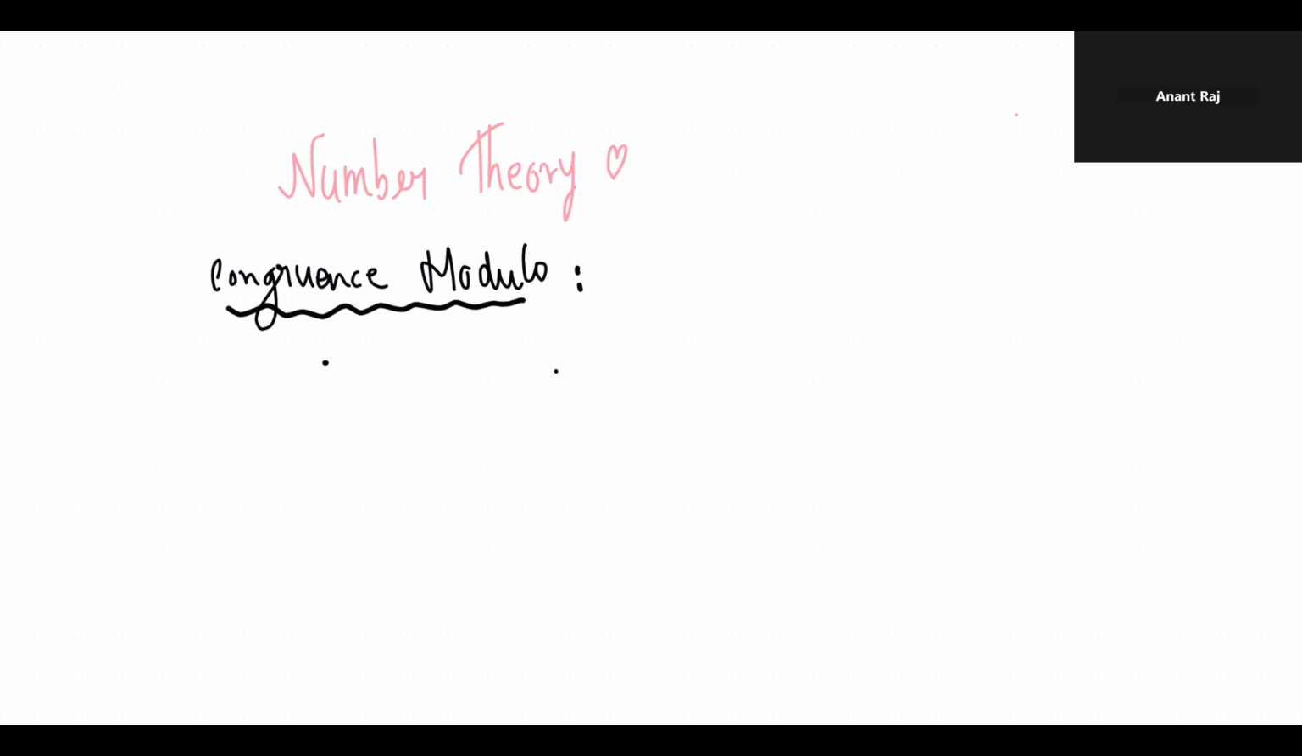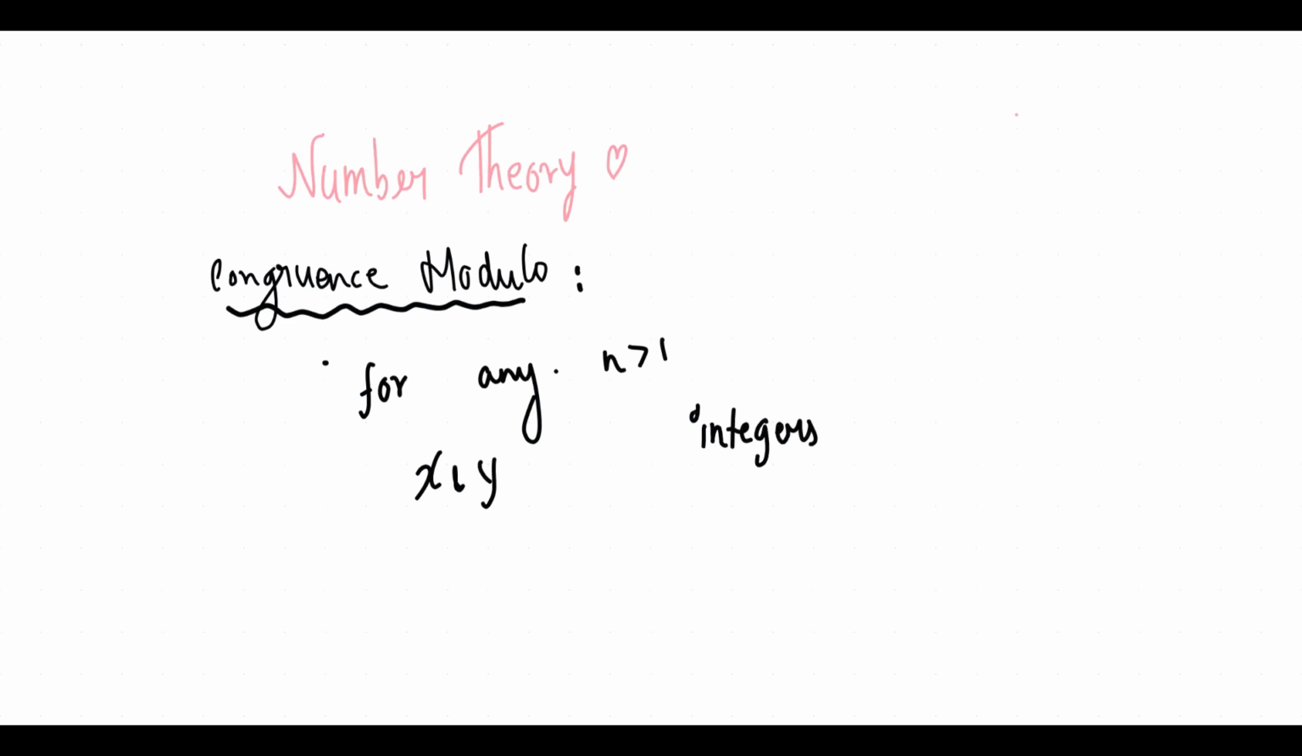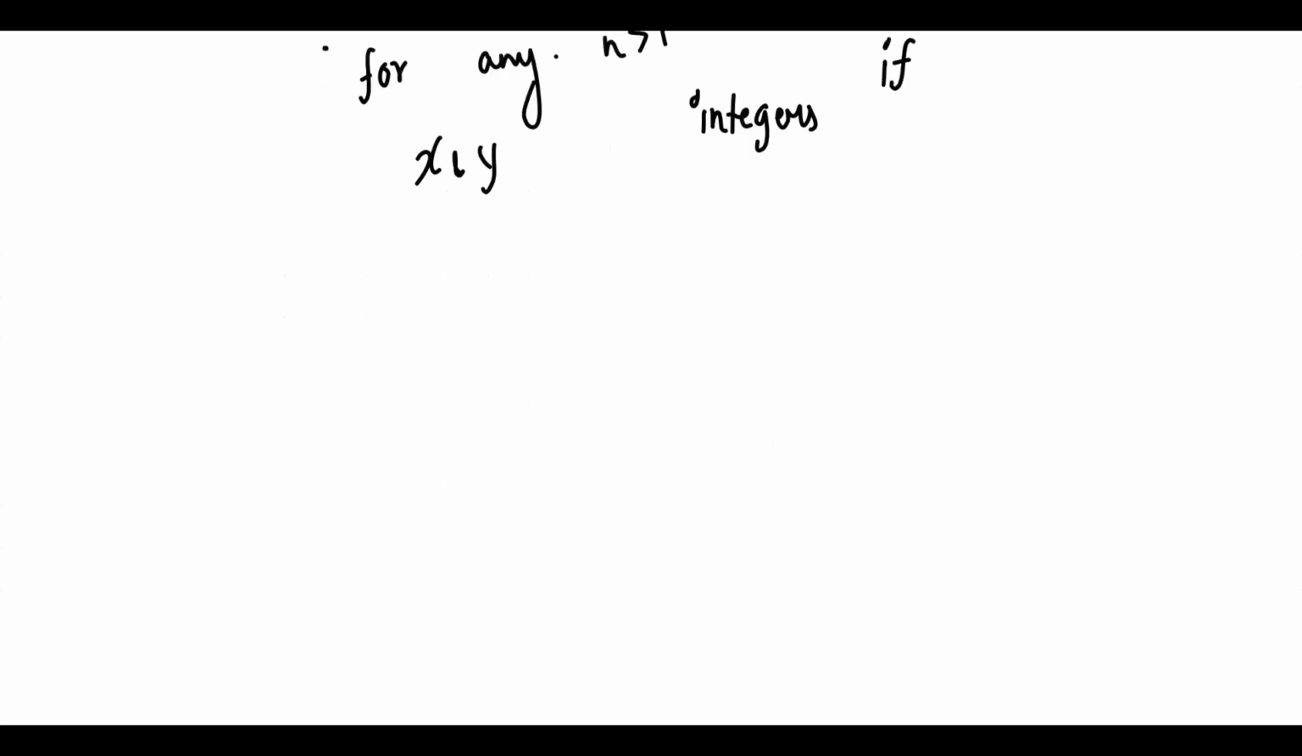We can say for any n greater than one, we have a fixed number n, and for some integers x and y, if n divides x minus y, then we can say that x is congruent to y modulo n.